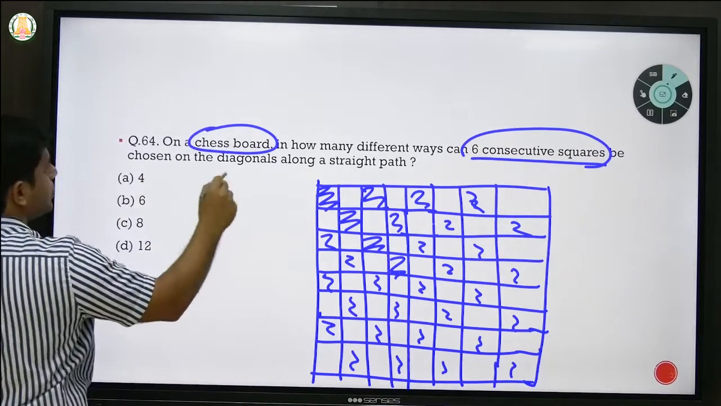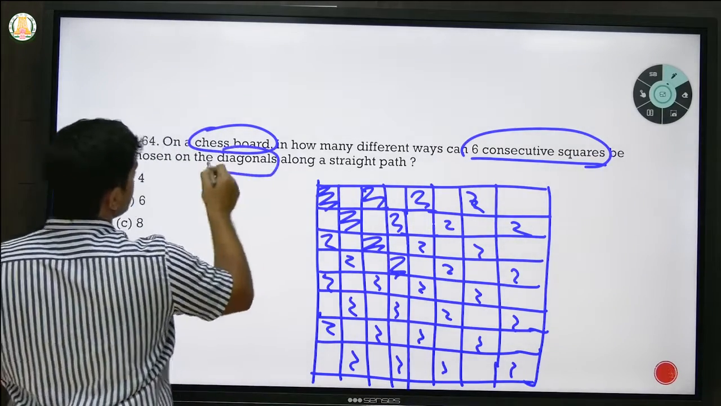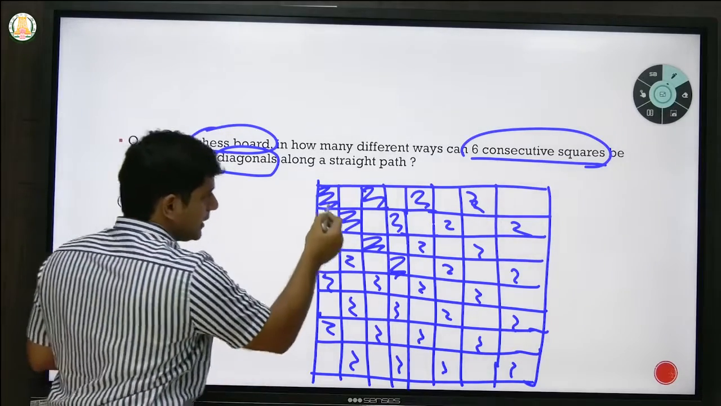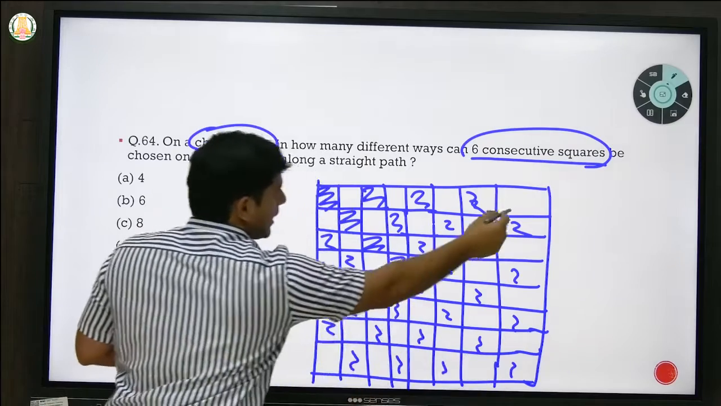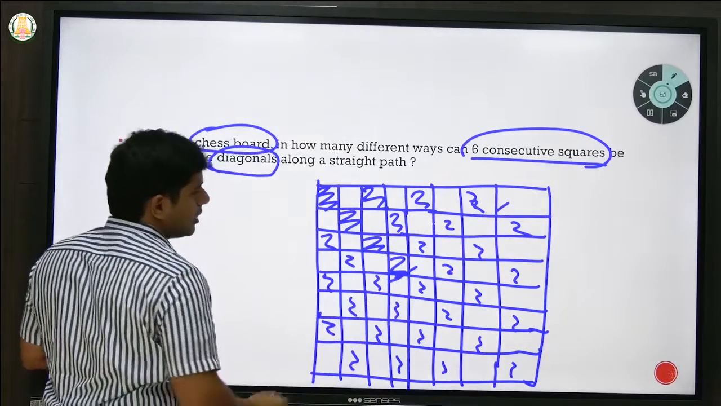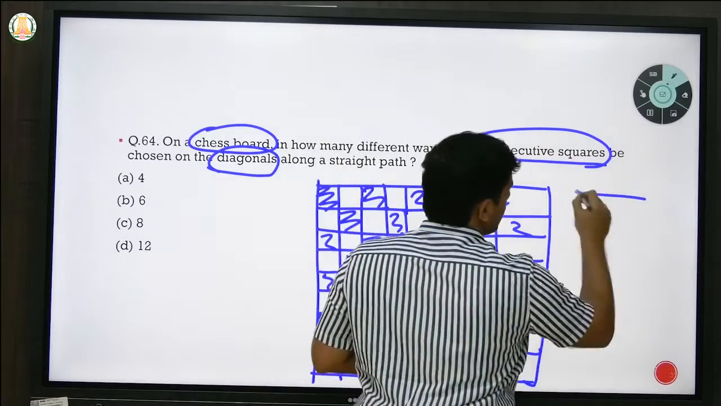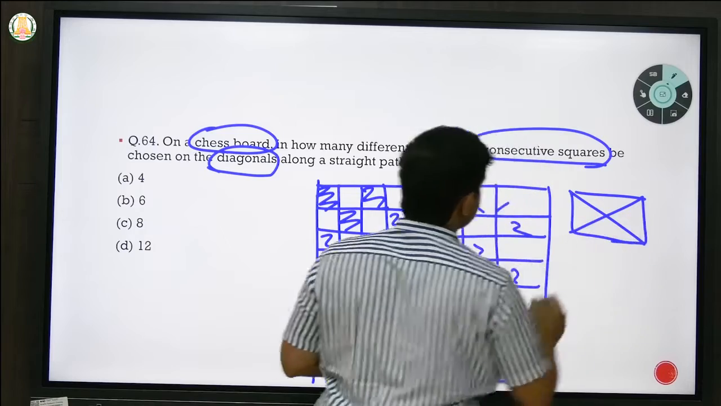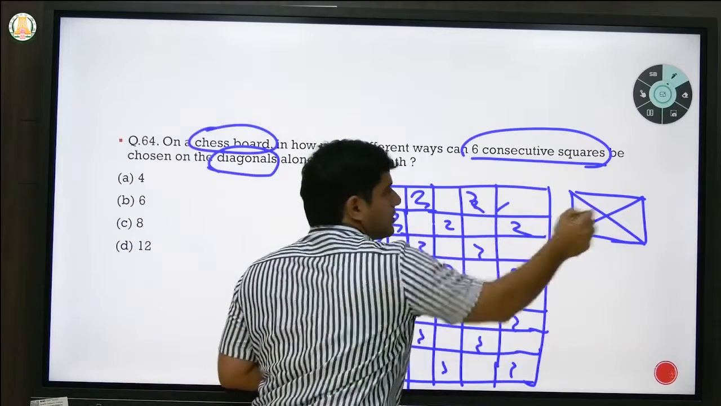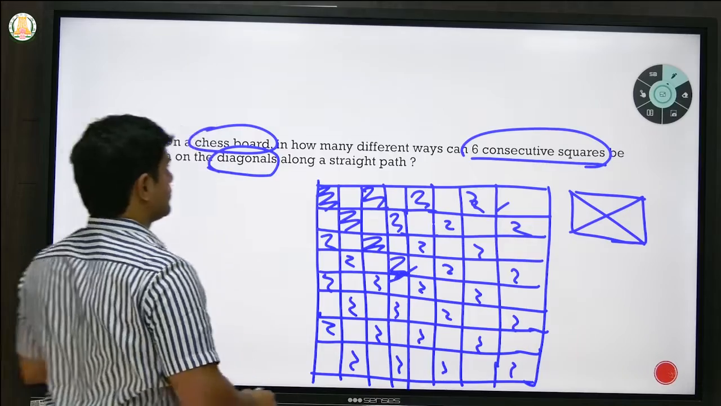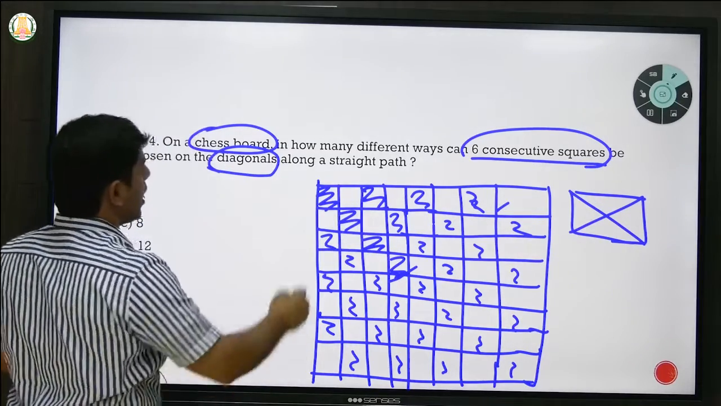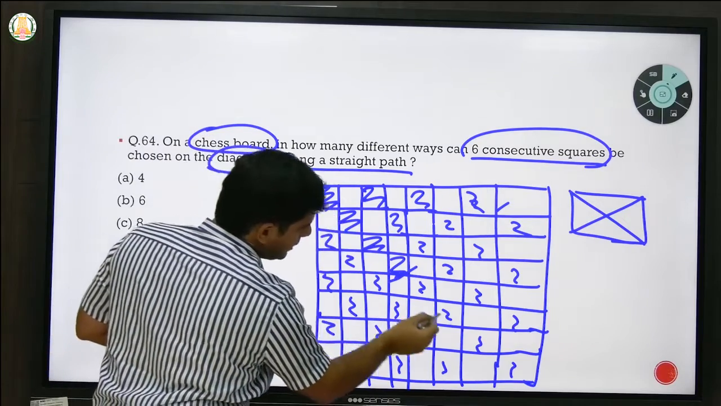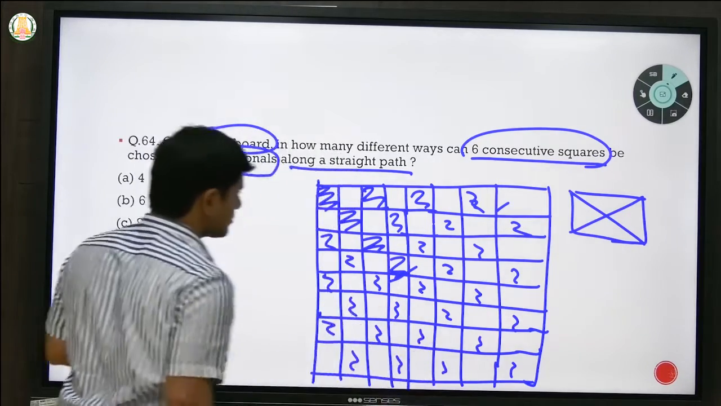Then he's saying be chosen on the diagonals. Okay. So what is a diagonal of a square? Yeah, that one. So this is the diagonal of the square. Again, this is another diagonal of the square. If you see, any quadrilateral will have 2 diagonals. This is one diagonal, this is one diagonal. Basically, a diagonal is the one which joins the corners of the quadrilateral. So these are the 2 diagonals along a straight path. We have seen that diagonals are straight. So let's say this is the diagonal. This is a straight line.